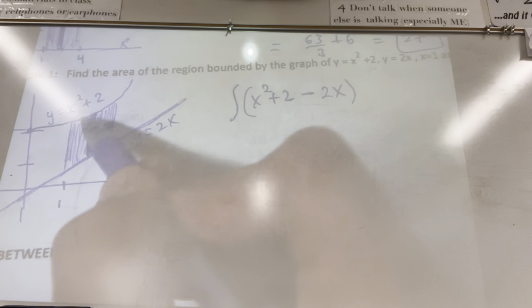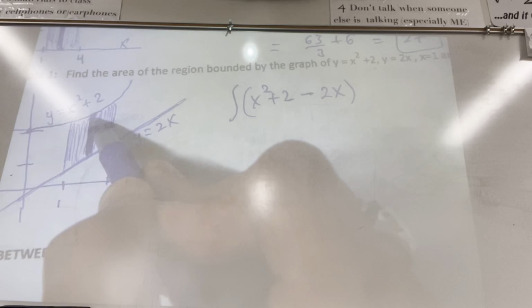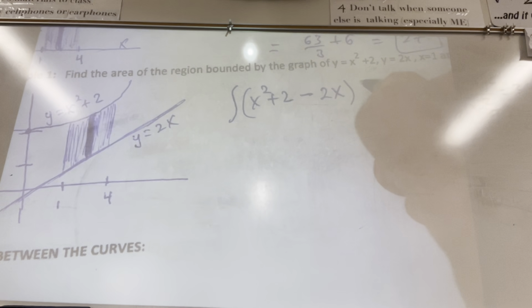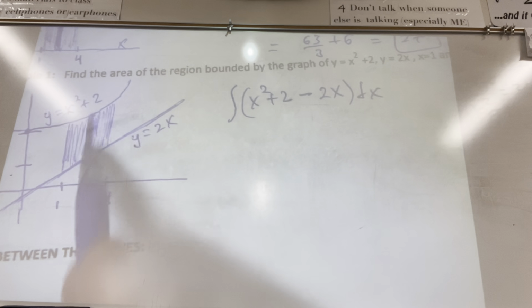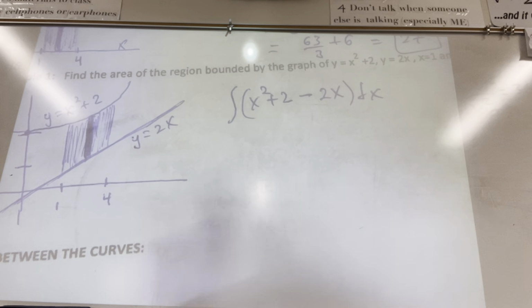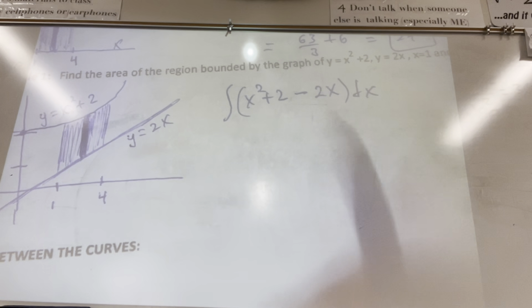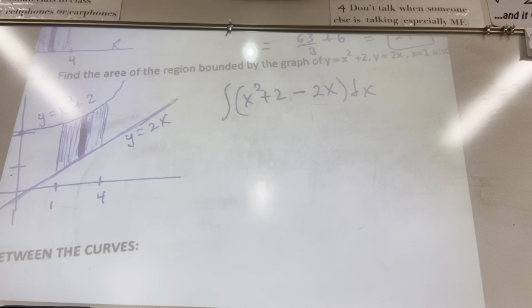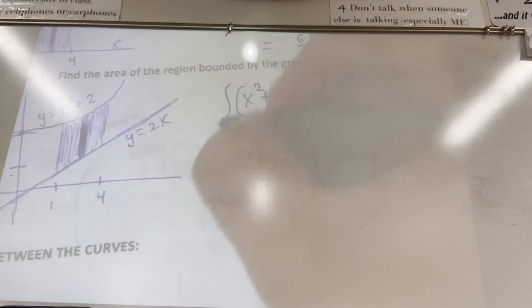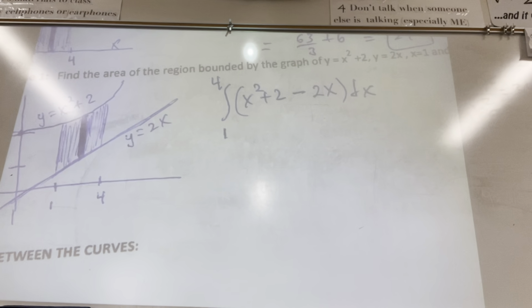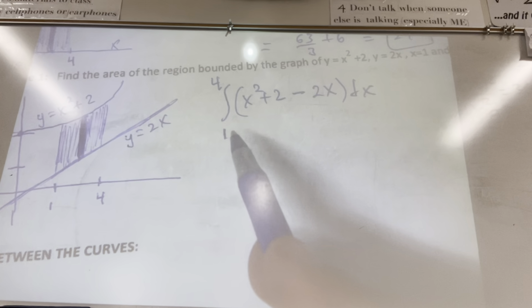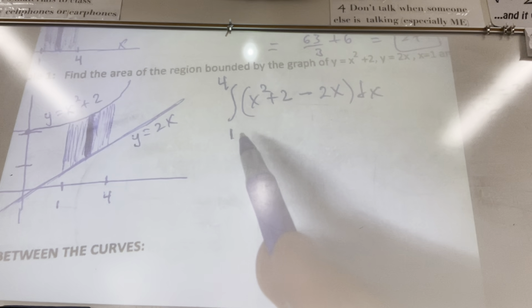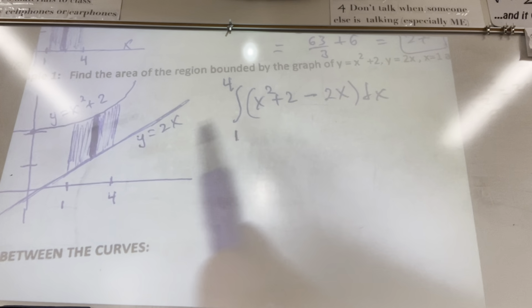The whole width is 3, but what about my infinitely thin rectangle? Dx. I'll ask it again. What's the width of my infinitely thin rectangle? Dx. A little change in x. A little piece of x. And then that's one rectangle, but I want all the rectangles from where to where? From 1 to 4. That's what this means. So this is the area of one rectangle, but then calculus helps me add the area of all the infinite rectangles from 1 to 4.